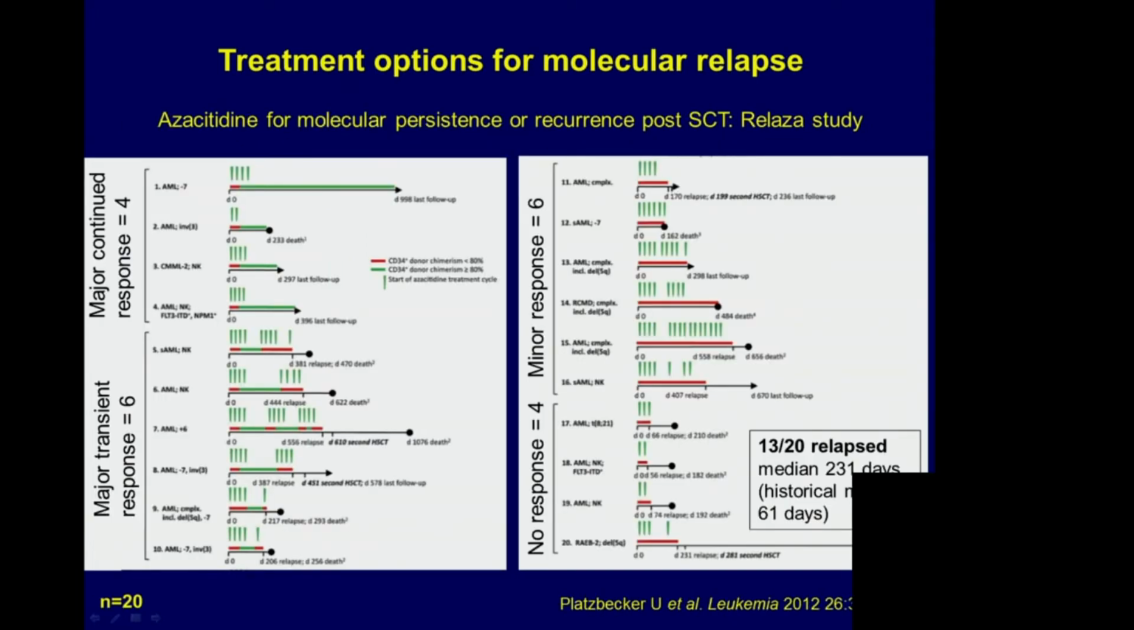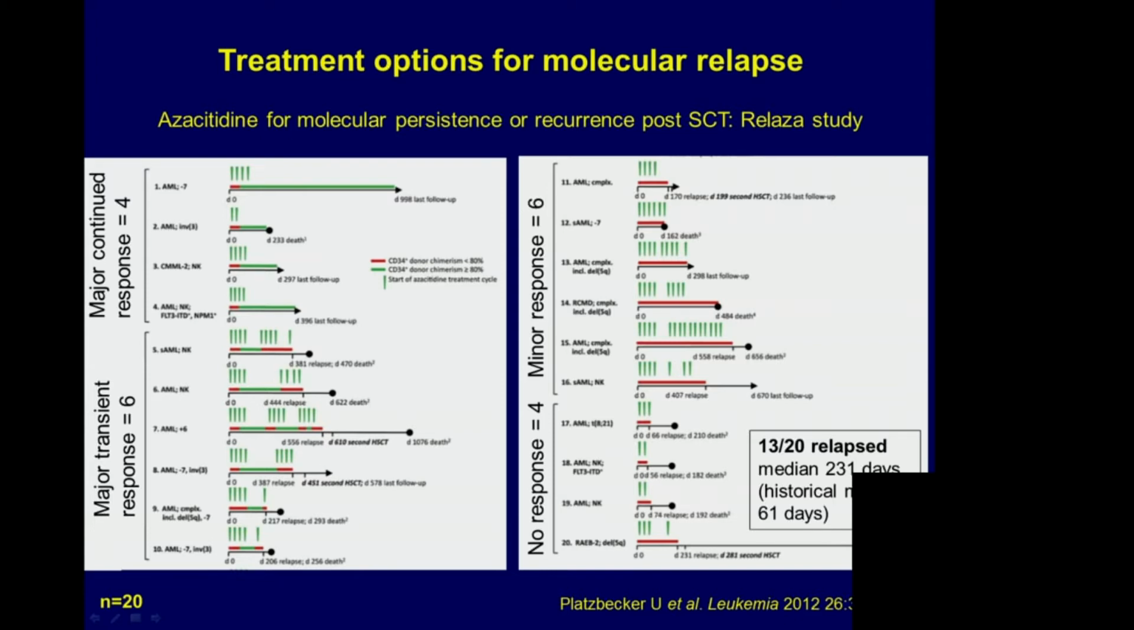The second option to consider is a low-intensity treatment with hypomethylating agents such as azacitidine. This is a small phase 1-2 study from Germany, looking at patients who had a molecular relapse after transplant. These patients were treated with azacitidine, which is shown here in the green lines. And what you can see is that of the 20 patients treated, 4 patients had a complete response to treatment, and these responses were maintained long-term. Additionally, a further 6 patients had a transient response to azacitidine. The remaining patients had either a minor or no response.